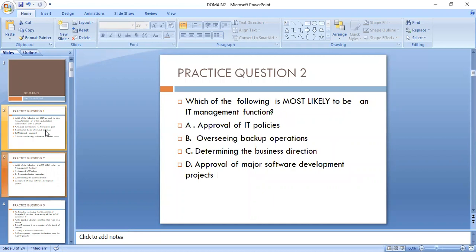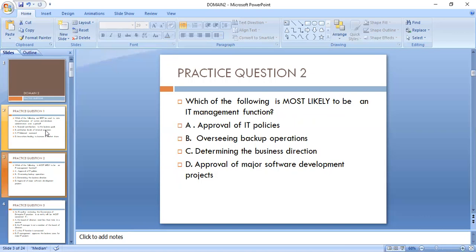So your knowledge of COBIT is also important for domain 2. I would advise you, if you are taking the domain 2 exam, you should also review COBIT. COBIT says that we should separate between governance and management. Governance is for the board, management is for executive management. So A, approval of IT policies. IT management cannot approve IT policies. IT policies are strategic instruments which will be approved by the board of directors.